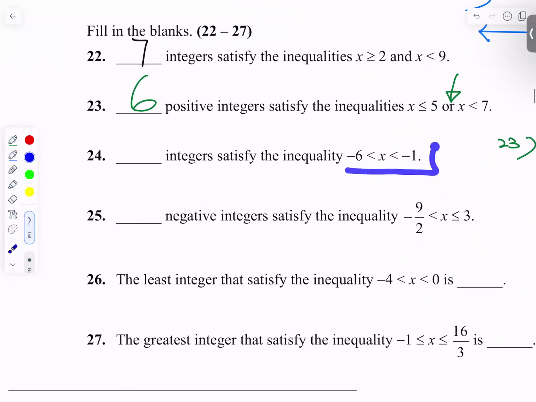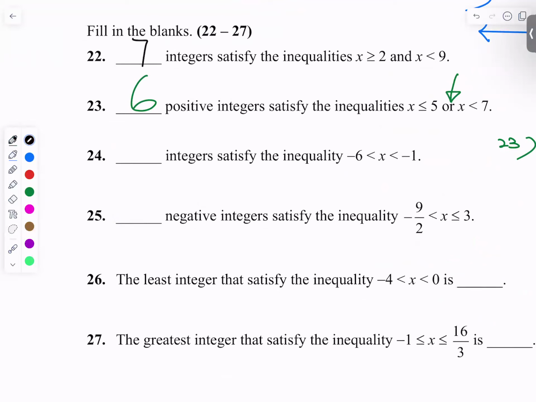Same for this one. Can you tell me for this one, how many numbers are between -6 and -1? Can we include -6? Nope. -5, -4, -3, -2. How about -1? Also no, because no equal sign.